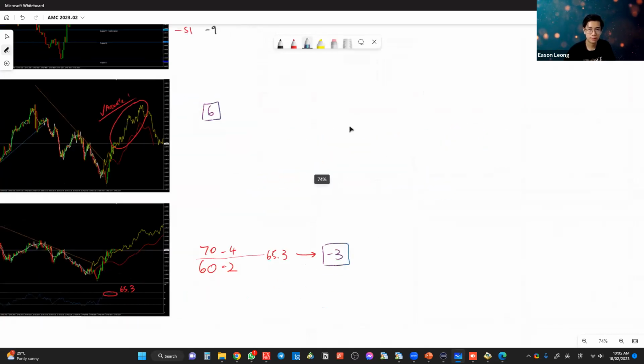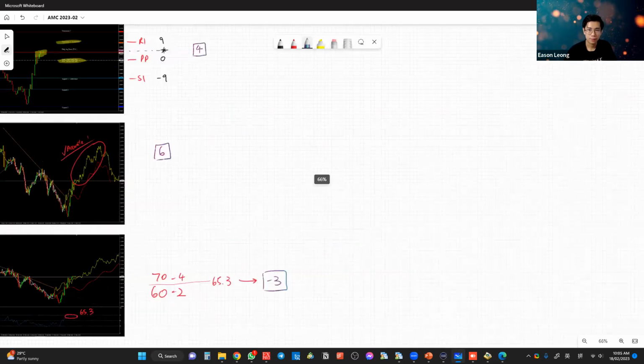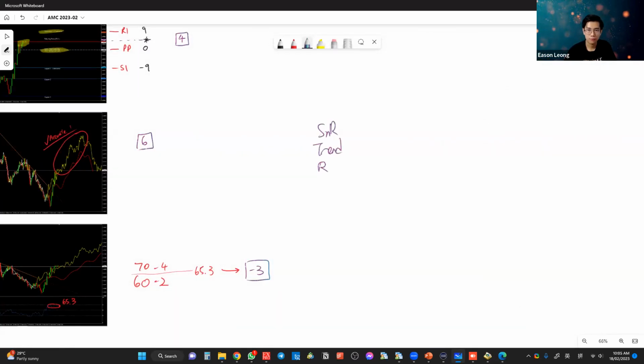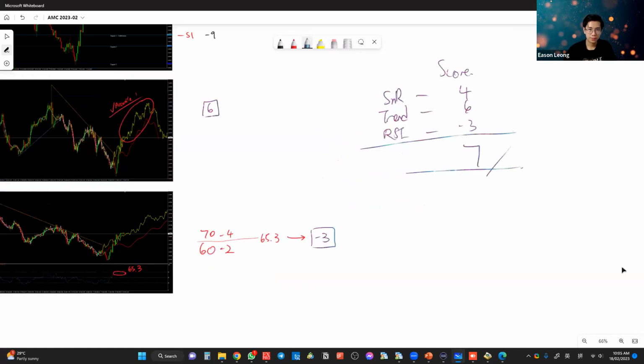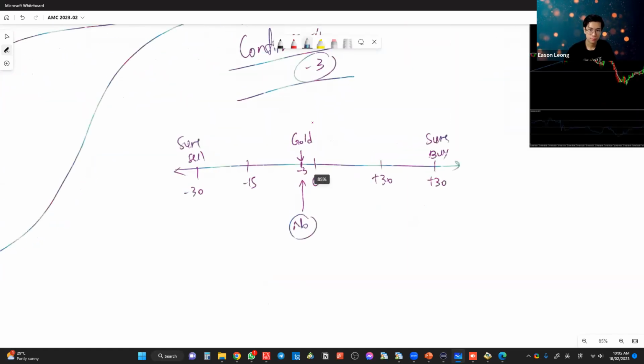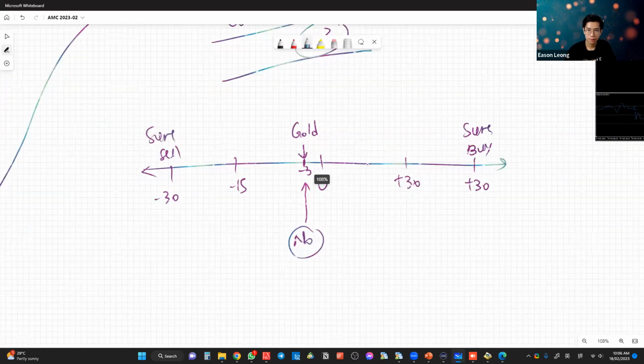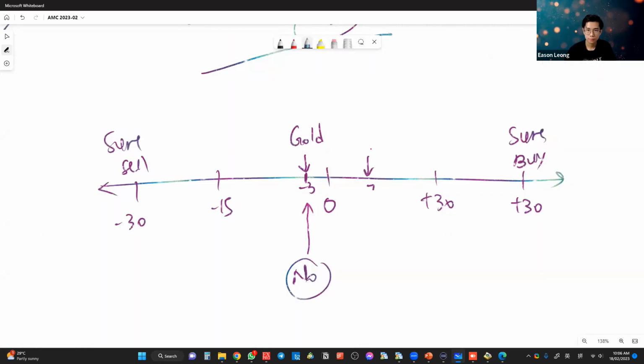And then it is time for us to sum out the score. So we got SNR, we got trend, we got confirmation. Right now we're using RSI. The score is 4, 6, and -3. The summary score is 7. Very fast. So we label it back to here. 7 is over here. This is for Euro USD. Now, buy or not buy? No trade. Then how? Analyze one more market.